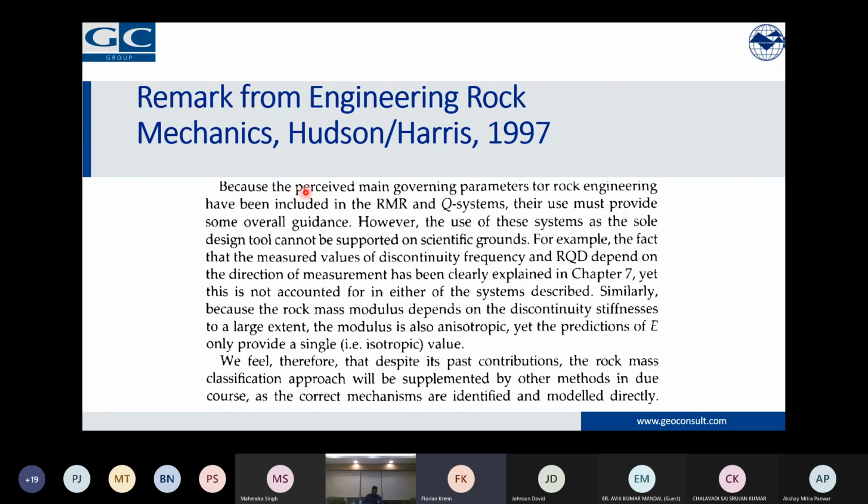And this is the comment of Professor Hudson: the perceived main governing parameters for rock engineering have been included in the RMR and Q system. So remember, the Q system is very heavily oriented towards the joints. RMR has joint sets, jointing, and it also has the uniaxial compressive strength inside. The use must provide some overall guidance. So that is always there. However, the use of these systems as the sole design tool cannot be supported on scientific grounds, because they are so standalone and so specific that it would not be really good to take them alone.